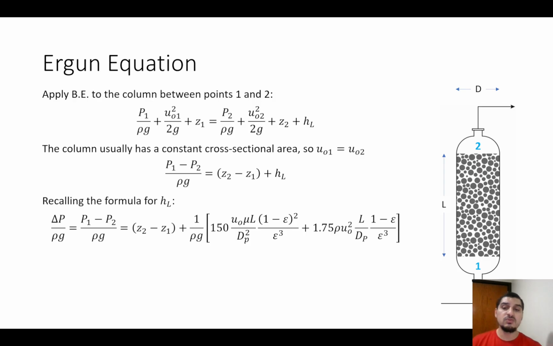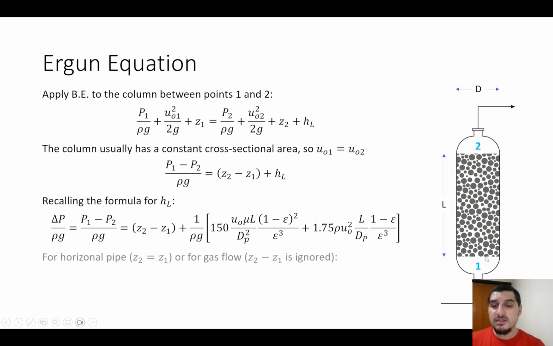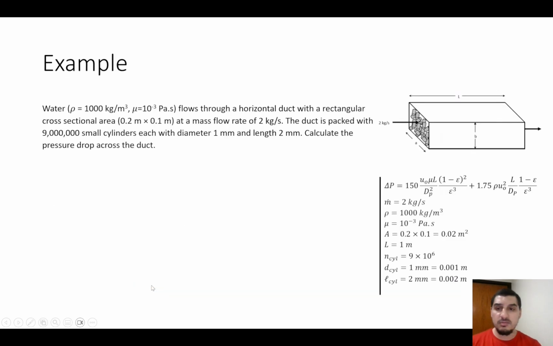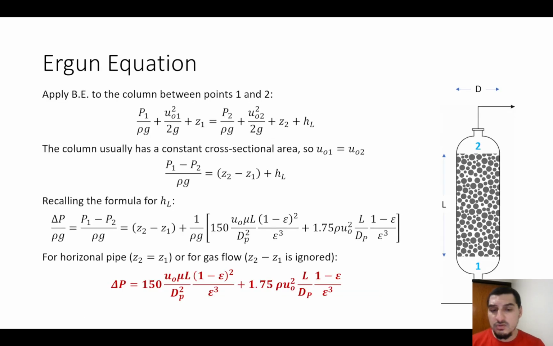If we have gas flow, usually the pressure due to the fluid head is very negligible. Or if we have a horizontal pipe, then Z1 is equal to Z2, and so the term delta P can be just what is between these brackets. So this is the equation that we use. This is the more general one, and this is a special case for gas flow or horizontal pipes. This is the equation that we're going to use for pressure drop calculation.